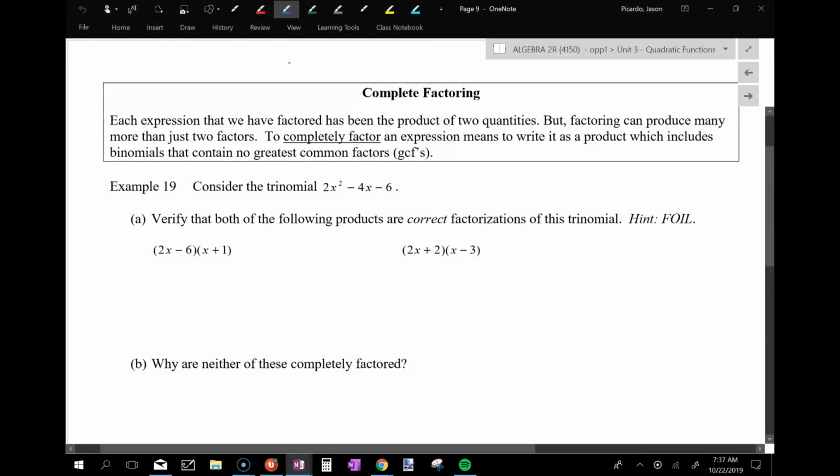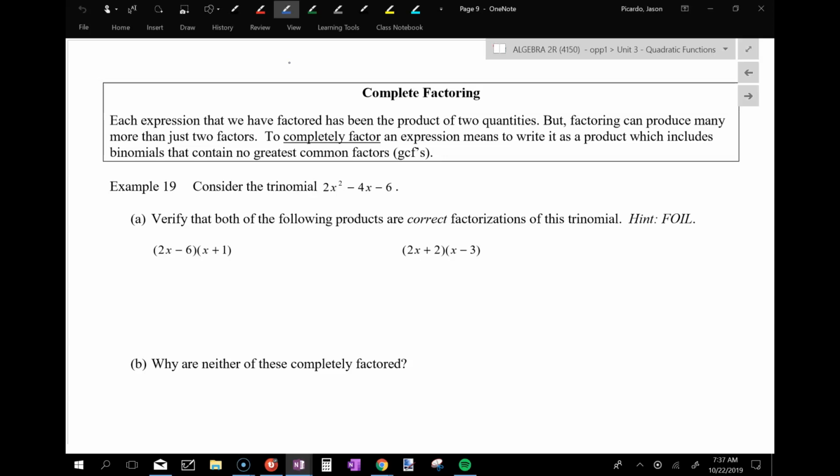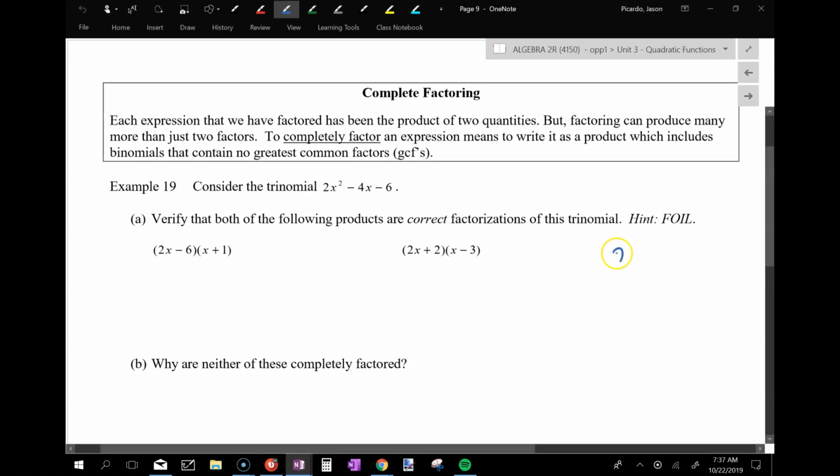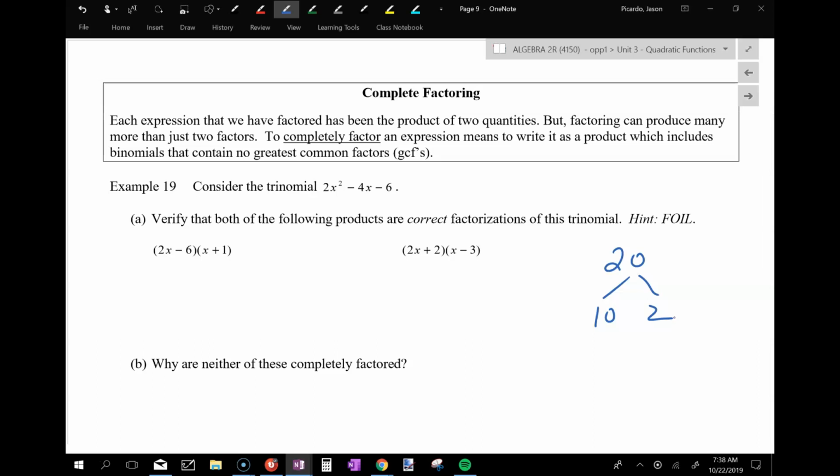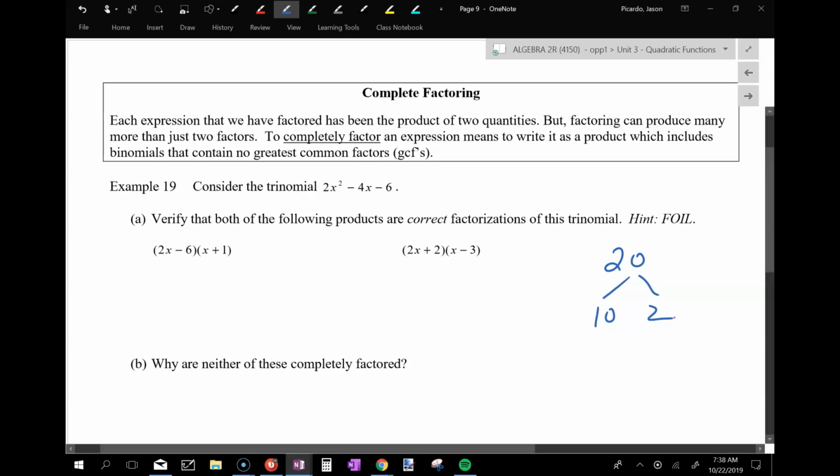All right, guys, what is complete factoring? Well, if I gave you an analogy, maybe I would give you this one. Here's the number 20. Do you agree that that is factored? Yes, I've found things that multiply together to give me 20, haven't I? But is it completely factored?